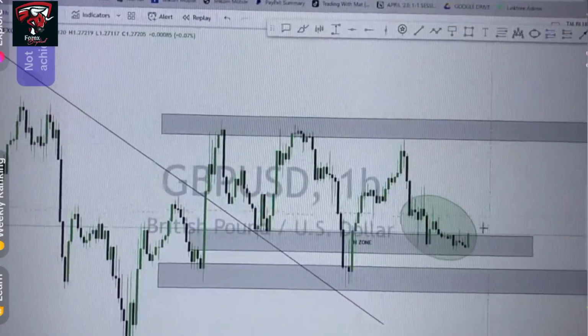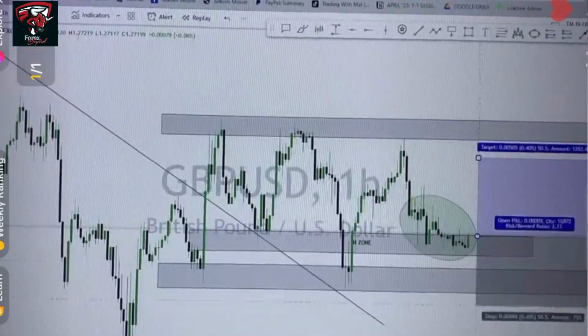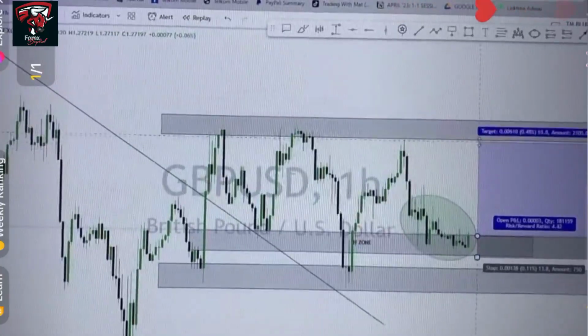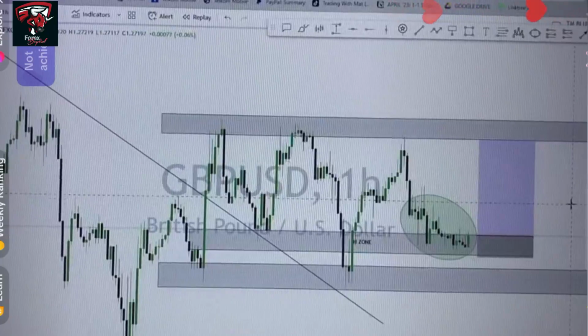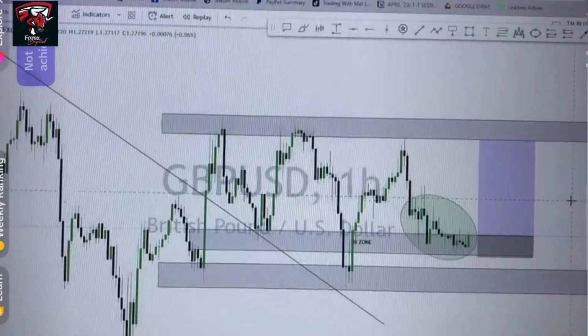I'm going to buy. As long as we are above this area over here, when it comes to CPI, I would be looking for some buys. Anything else is a sell straight.